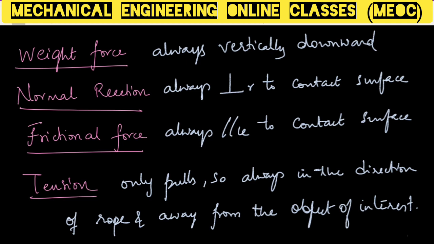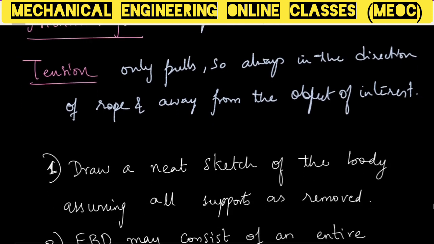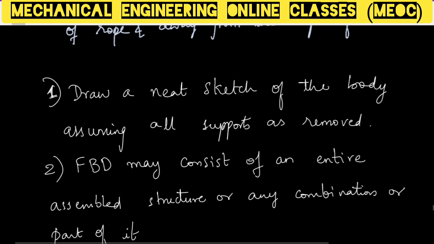So these are the basic forces that we need to understand before knowing how to draw an FBD. So now let us look into the procedure. The first thing is we have to draw a neat sketch of the object, assuming that all the supports are removed. But we have to remove the support only by replacing the support reaction.